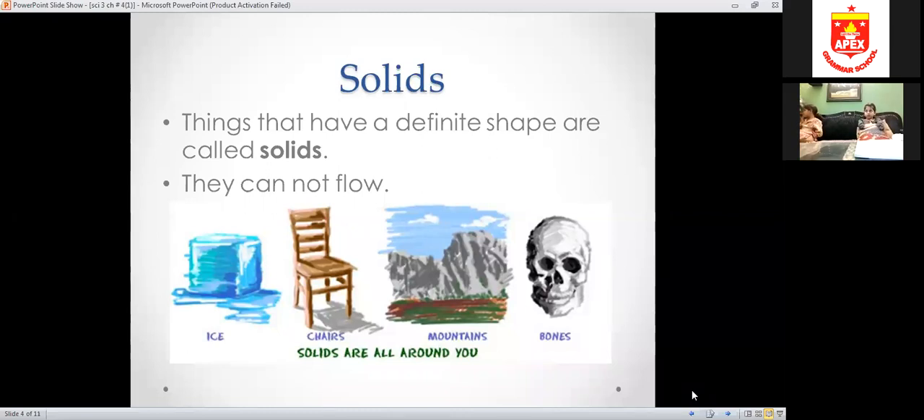Someone is sitting on a chair. Chair is a solid thing. Someone is sitting on a table. Table is a solid thing. And so many, someone is sitting on a bed. So bed is also a solid thing. So in your surroundings, you see there are many solid things.